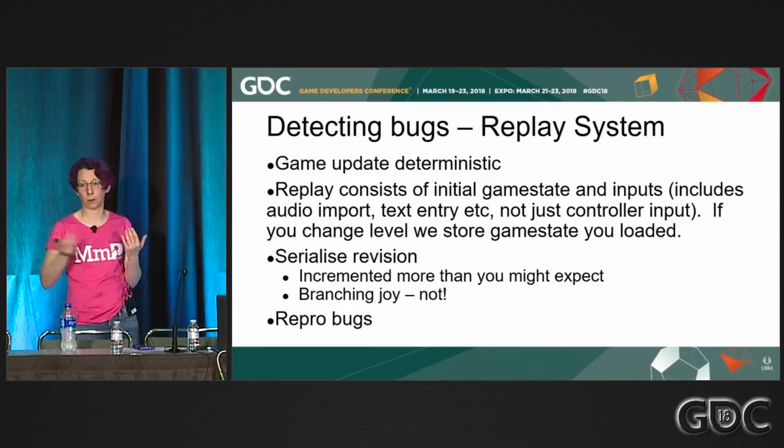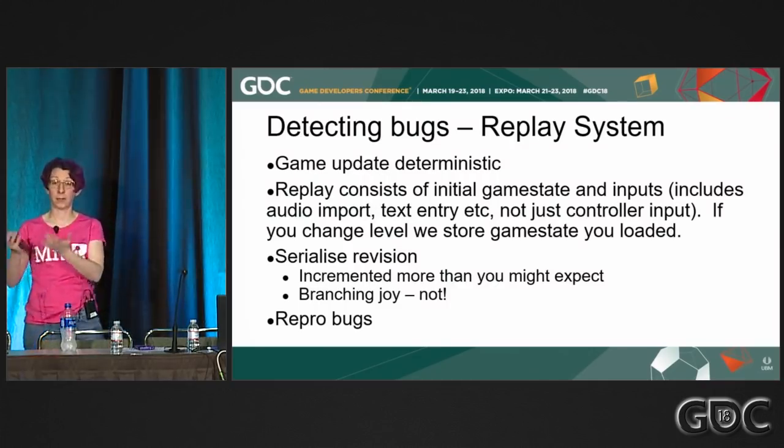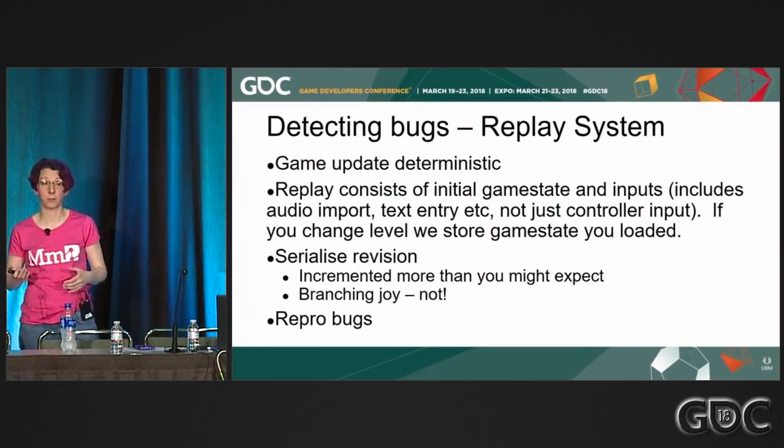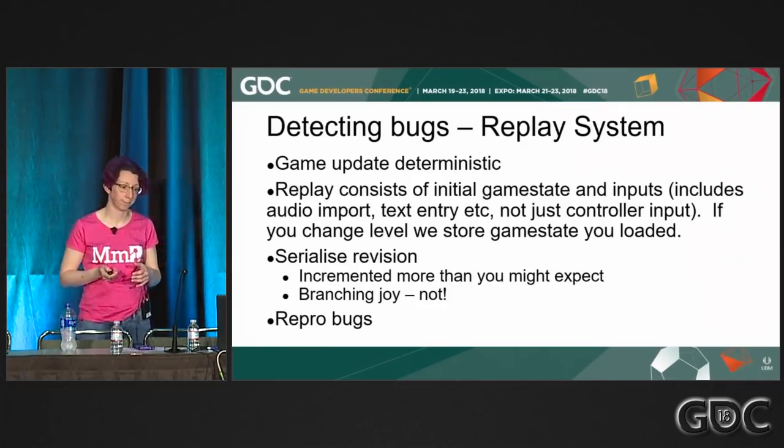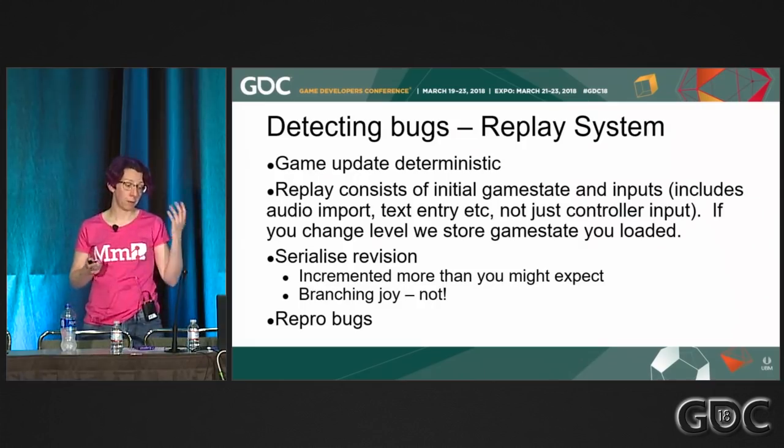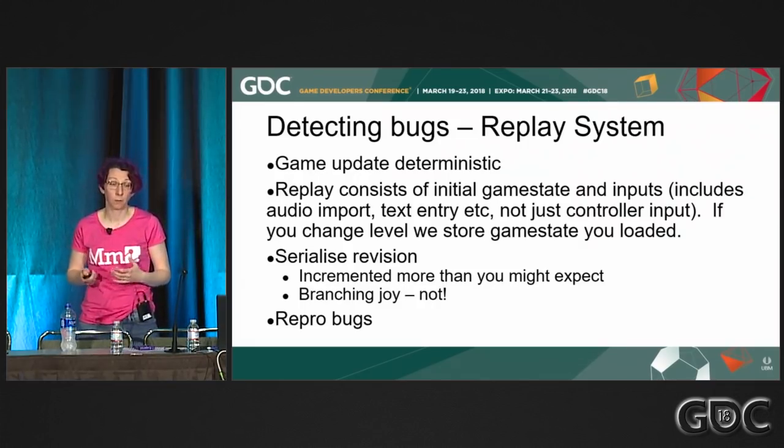So what we do is, when we branch to do a green build, we have a very short-lived branch, and if anyone needs to do a fix in the branch that bumps serialized revision, we pull a whole new branch, which is not ideal, but it kind of works for us. And the replay system is very important for us for reproing bugs.